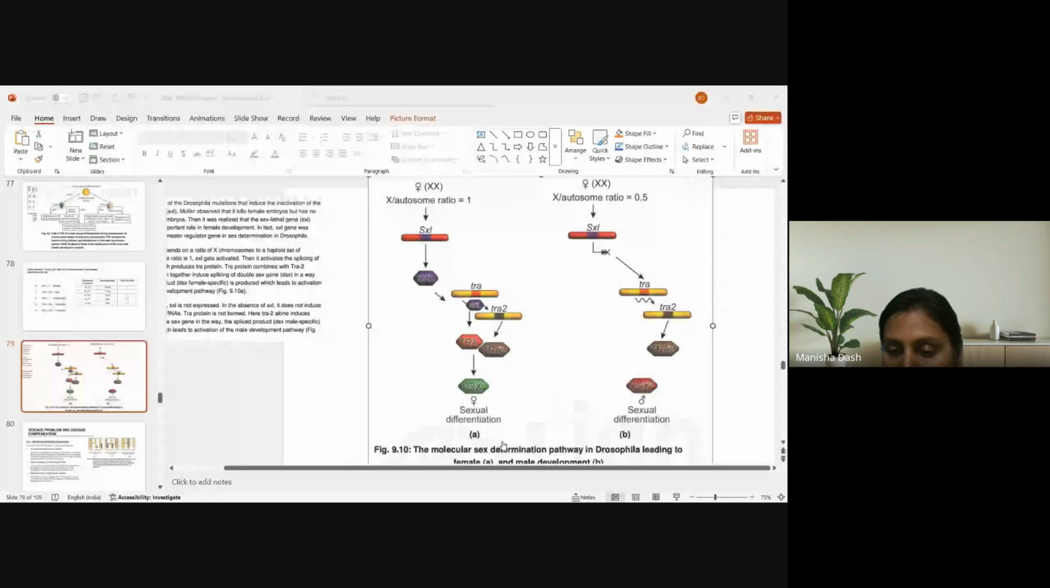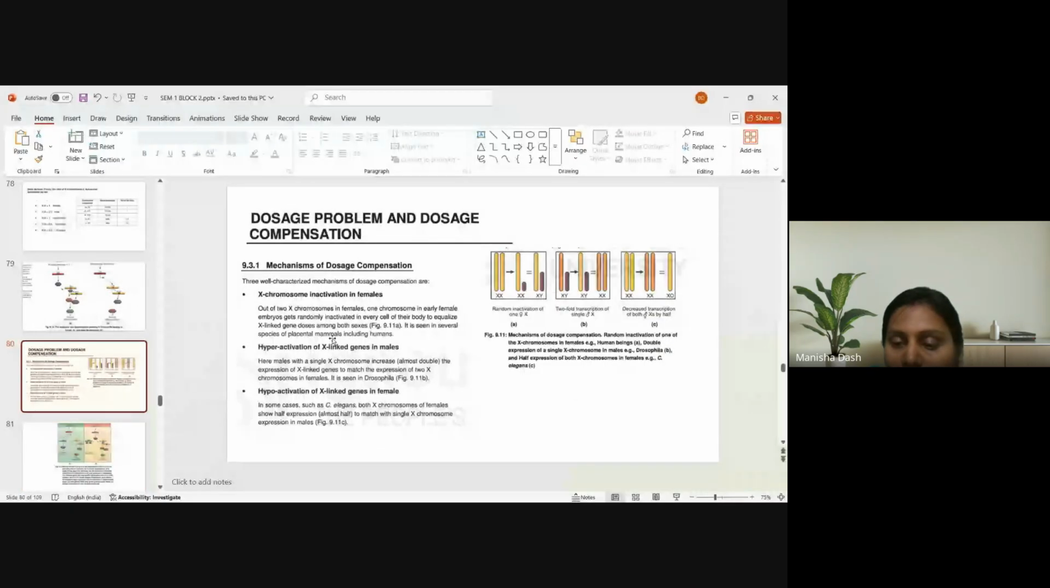Okay, so next we have the concept of dosage compensation. So what exactly is dosage compensation? As you can see, there is a discrimination in the number of sex chromosomes present in different sexes. Like in the case of humans, there are two X chromosomes in the female, but only one X chromosome in the male. So there is a variation in the amount of sex chromosome present. So this must be balanced.